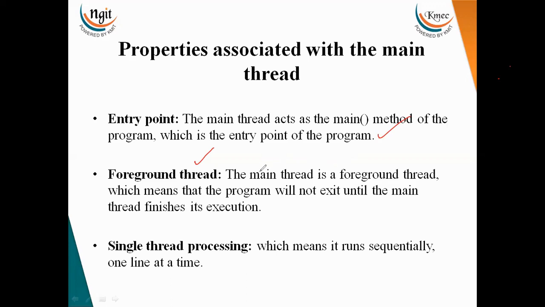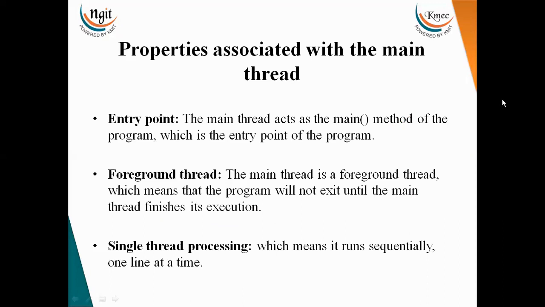Sir, what do you mean by foreground thread? It means that the program will not exit until the main thread finishes its execution. Once it finishes its execution, then only the program will exit. Otherwise, it won't exit. And it is single thread processing. What do you mean by single thread processing? It means it runs sequentially, one line at a time. That is going to be run by the main method.